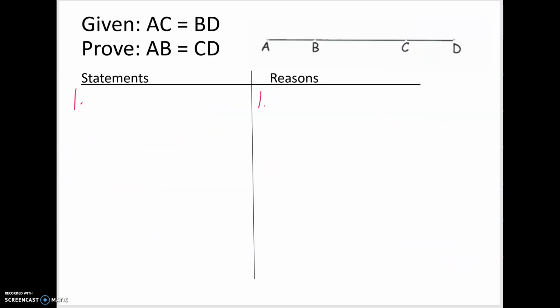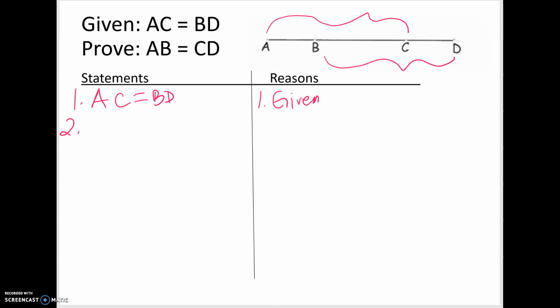Okay, last one. My given this time says AC is equal to BD. So I'm going to mark that on my diagram. AC is equal to BD. Okay, now I don't have any words in my given this time, but I do need to look at my picture. What parts make up AC? So this would be AB plus BC equals AC. That is your segment addition postulate.